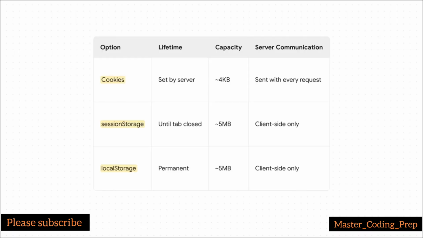If you need to save some data in the user's browser, you've got three main options. Cookies are tiny, they can expire, and they get sent back to the server with every single request, which makes them good for things like authentication tokens. For larger chunks of data that only live on the client side, you've got session storage, which clears itself when the tab closes, or local storage, which, as the name implies, is permanent.